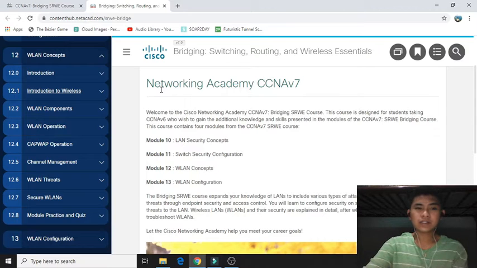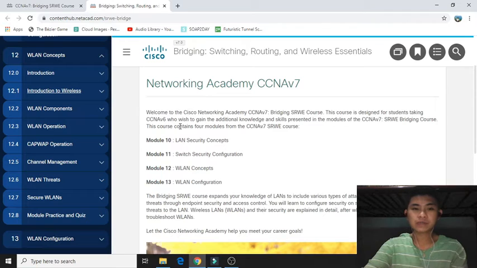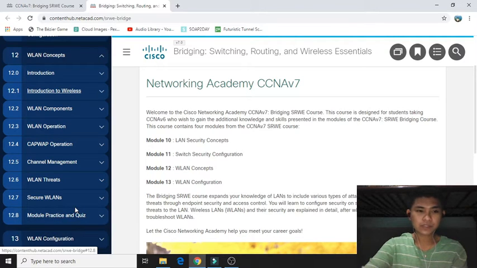Hello guys, today I'm going to discuss Chapter 12 of the CCNA version 7 Bridging, Switching, Routing and Wireless Essentials, which is about WLAN concepts. It has 8 parts: introduction to wireless, WLAN components, WLAN operation, CAPWAP operation, channel management, WLAN threats, secure WLANs, and practice quiz.